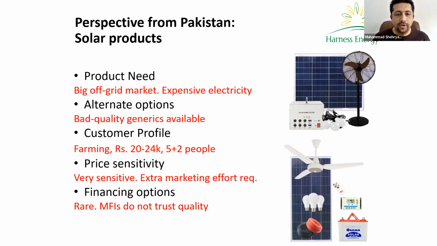In terms of customer profile, most of our customers are farmers. Some of them are day laborers. There's generally, so this 5 plus 2 means that there are 5 elders and maybe 2 to 3 children in a typical family, and their monthly income is about 20 to 24,000 rupees per month. And in terms of the dollar exchange rate, this amounts to about $120 per month.